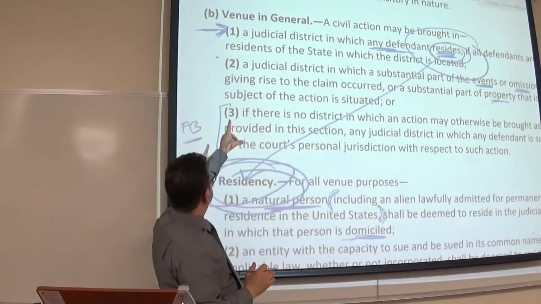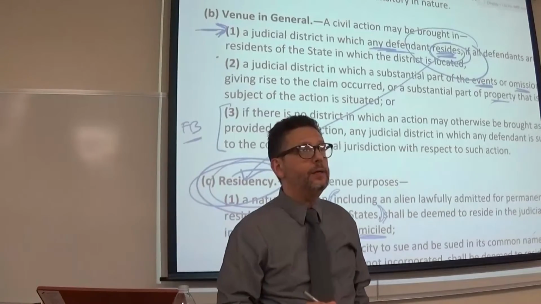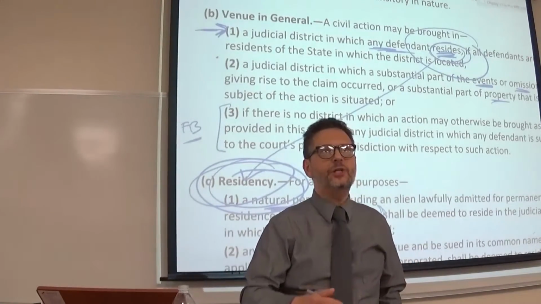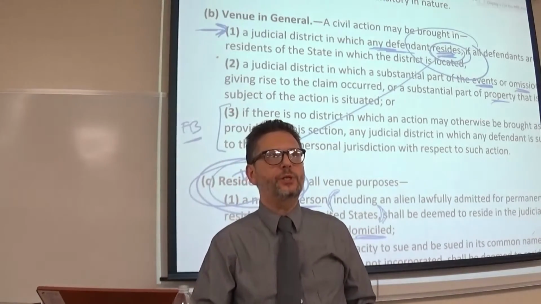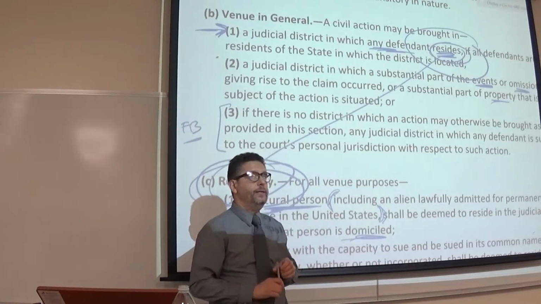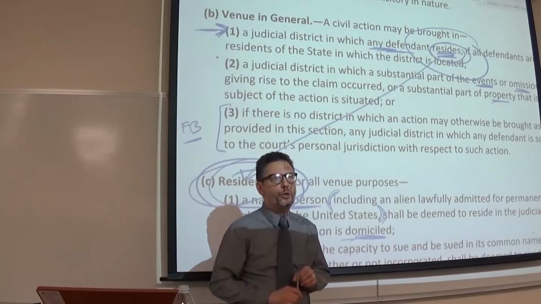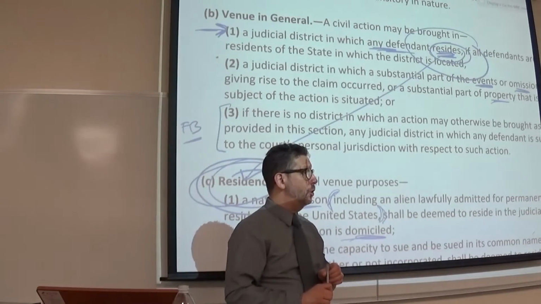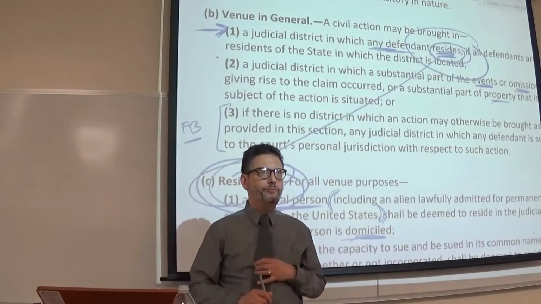Now, B2 doesn't look to where the defendants reside, or where they have PJ. It looks to where stuff happened, or omissions occurred, right? Or where the substantial property is located. So here you're going to want to look for facts like, where did the accident happen, right? Where was the failure to perform? Where was the property that was the subject matter of the claim? Where is it located, right? That's going to be clues that we might have 1391 B2 venue.